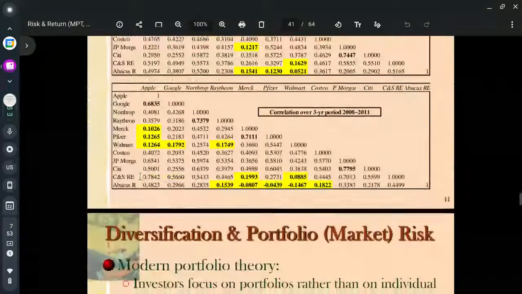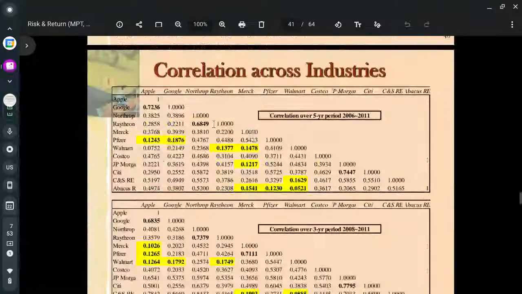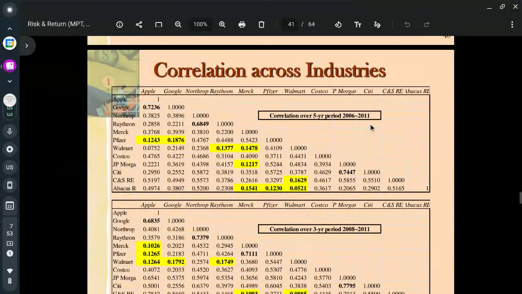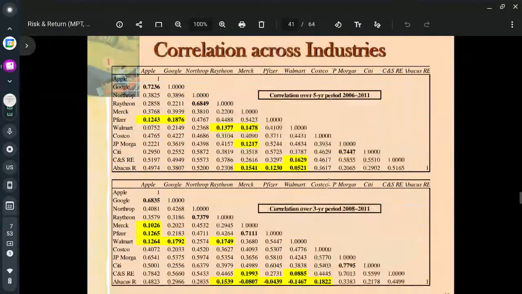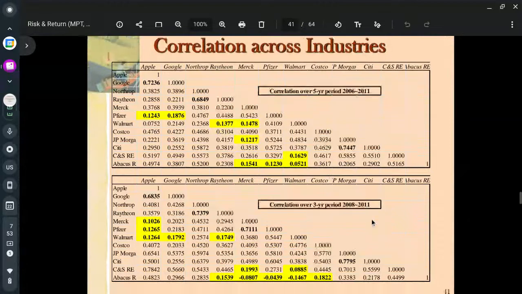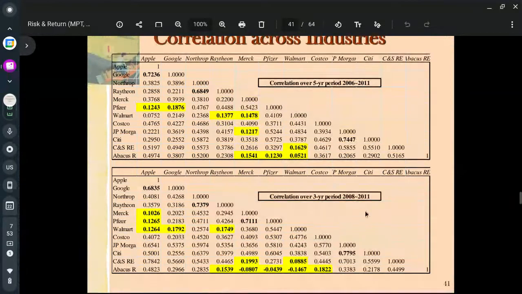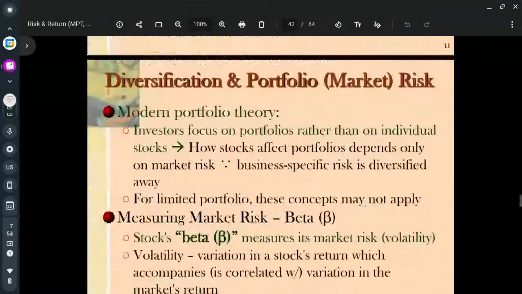And I already ran the correlation. That was a long time ago. I used the data between 2006 through 2011. That includes, obviously, the periods before and after the financial crisis. This one is after the financial crisis. But you can see these are low correlations.